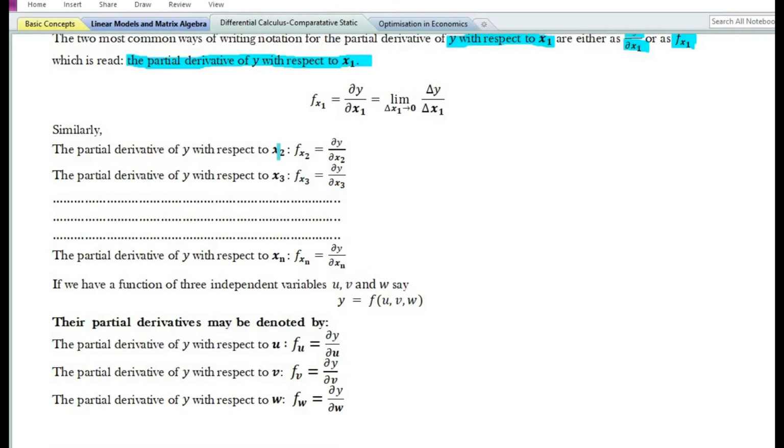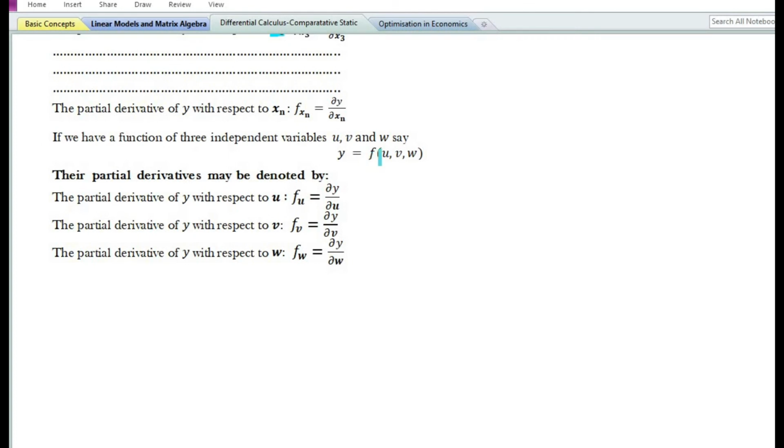Similarly, if the variable x2 changes while holding all other independent variables constant, the partial derivative of y with respect to x subscript 2 is denoted by f subscript x2 or del y by del x subscript 2. Again, if we allow the independent variable x3 to change while holding all other independent variables constant, the partial derivative of y with respect to x3 is equal to f subscript x3 or del y by del x subscript 3.